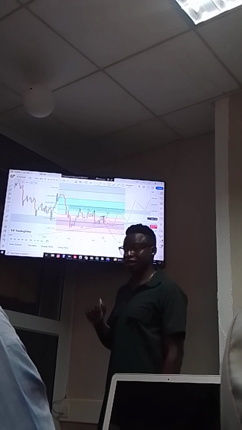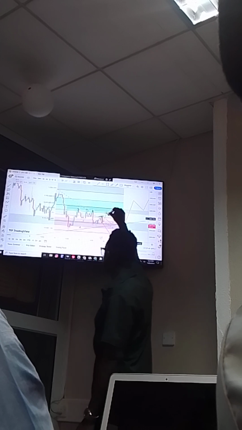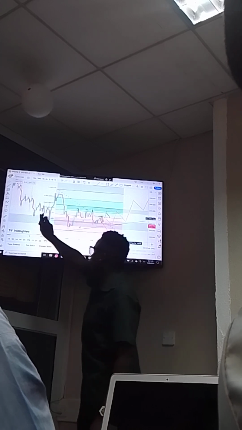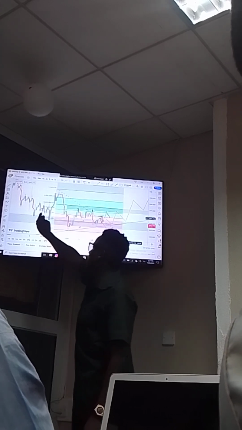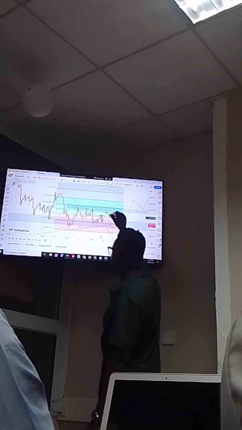Is that making sense? So we can reach there, and then again we retrace. We retrace at the second level of our Fibonacci here. So if we come here, again we get another entry to do what? Now to try and break this.